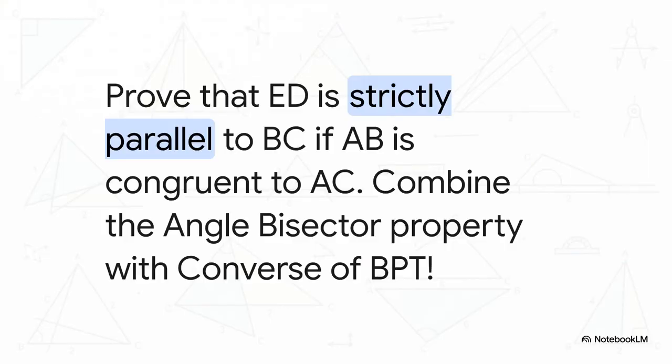Before we finish up today, I'm leaving you with this star-marked challenge as your homework. Question 11. In triangle ABC, ray BD bisects angle ABC and ray CE bisects angle ACB. If segment AB is congruent to segment AC, prove that ED is parallel to BC. Try combining the angle bisector property with the converse of BPT. Write down the equations, compare the ratios, and just watch the magic happen. I know for a fact you have the tools to solve this.